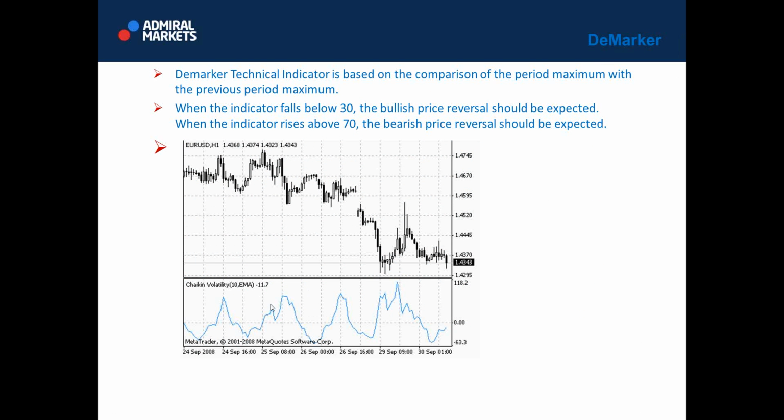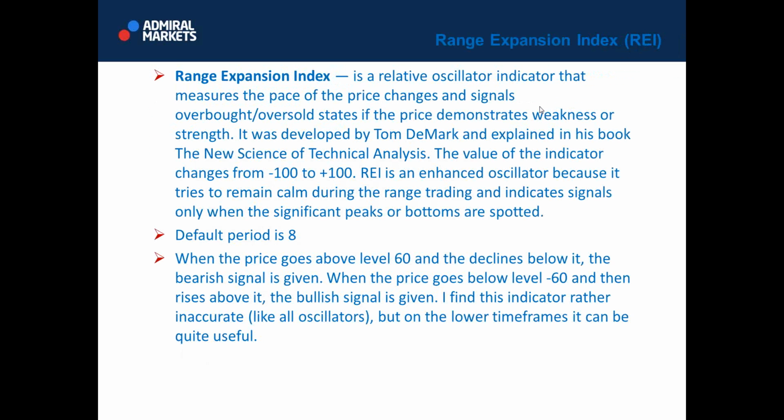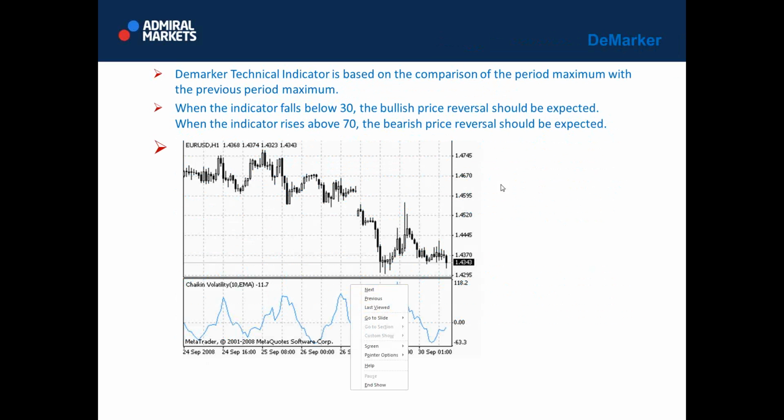This was also a wrong picture, because I couldn't find DeMarker for MT4. Maybe it's a paid indicator, I don't know, but I was searching for it and I couldn't find it. But it's the same as this picture. Just imagine that this is 30 and this is 70. So basically it looks the same. When the indicator falls below 30, we can expect a bullish price reversal. Same when the indicator goes above 70, we can expect a bearish price reversal.